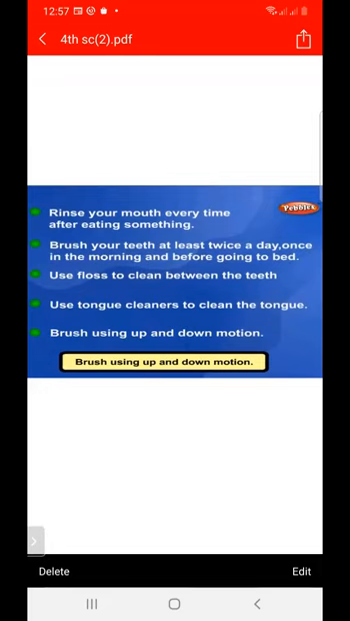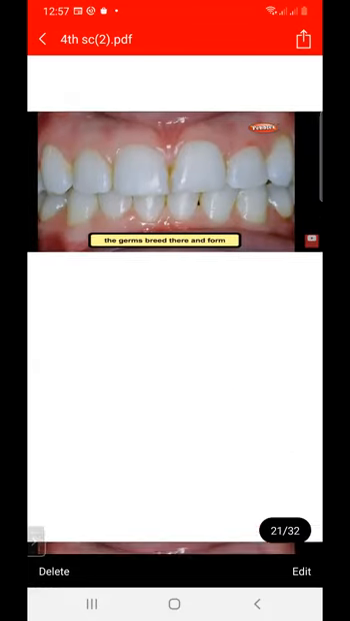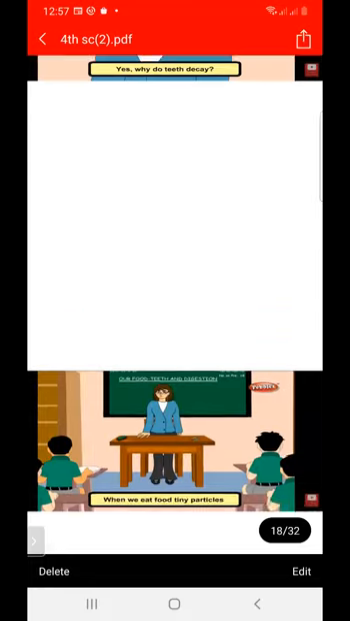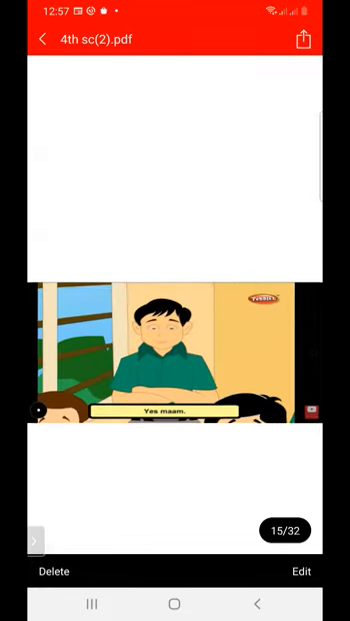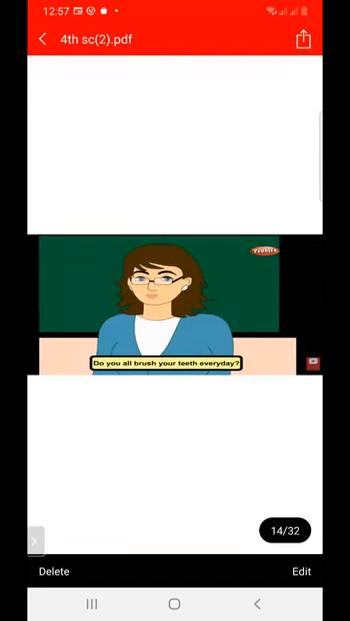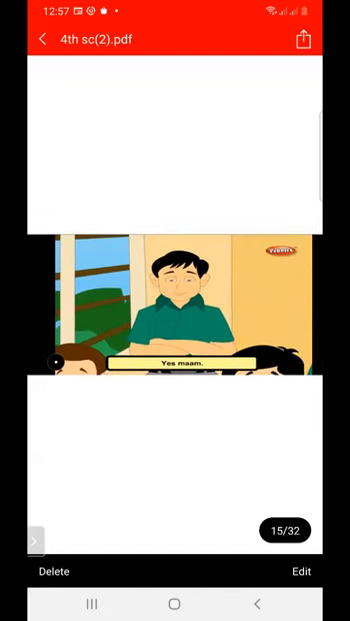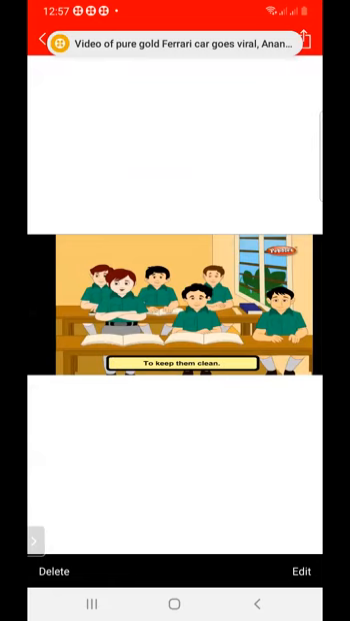How can we take care of our teeth? So again I'm showing the slides. This is the slide, and the topic is care of teeth. She is asking, do you all brush your teeth regularly? And the student is answering, yes ma'am, we are brushing regularly. So she is asking why we brush our teeth.